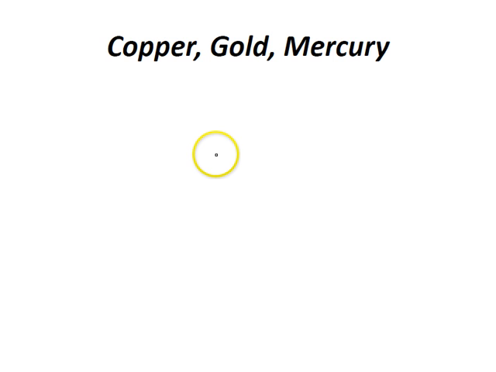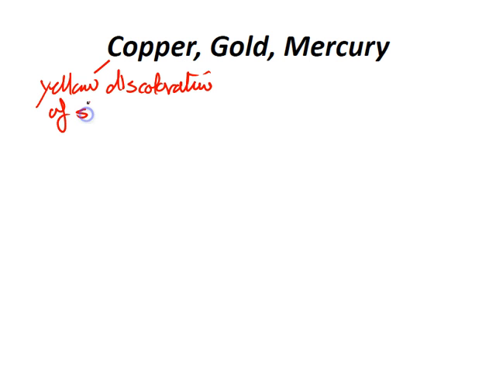So moving right along to copper, gold, and mercury. These are all big elements here. With copper poisoning, you're going to have a yellow discoloration of your skin. What disease has too much copper in it? That's right, Wilson's, with those Kayser-Fleischer rings.